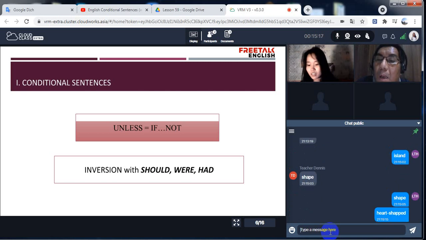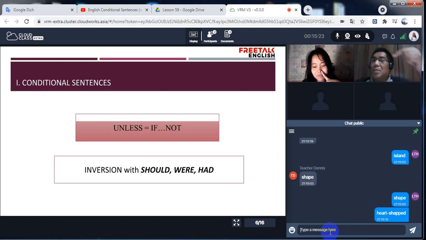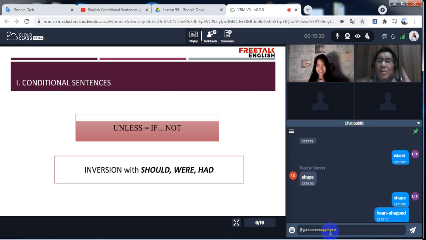Heart-shaped island. Yes. It resembles an island. I want to visit it. How do you reach that island?